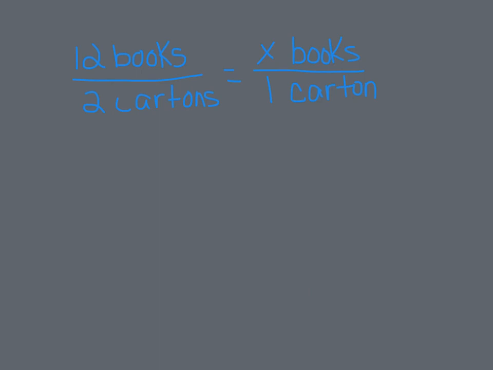Okay, I want you to try this one on your own. If we have 12 books in 2 cartons, how many books would be in 1 carton? So pause the video and work that out, and then check your work with me. All right, so in order to figure that out, we look at this just like a fraction. So we have 12 over 2. If we reduce that down, we're going to divide them both by 2, and that would equal 6. So there would be 6 books in one carton.